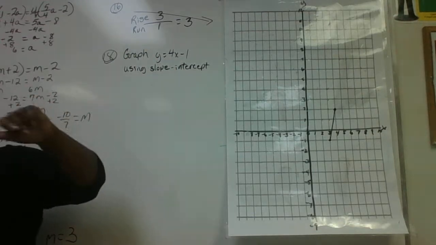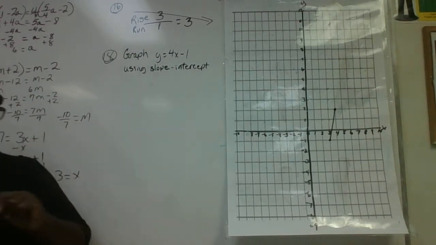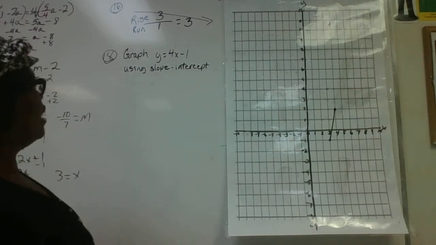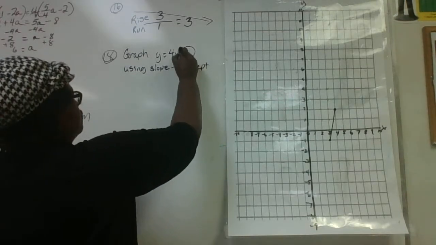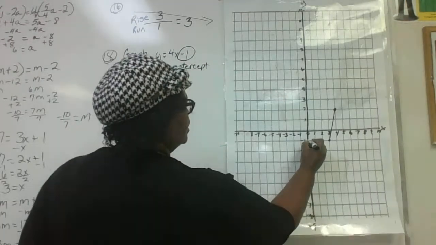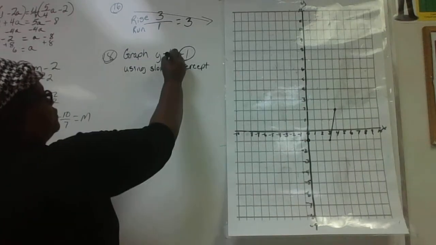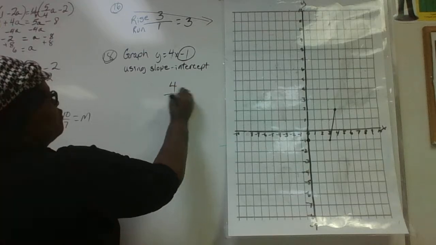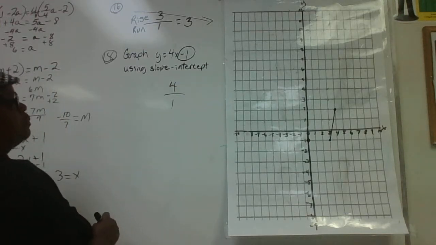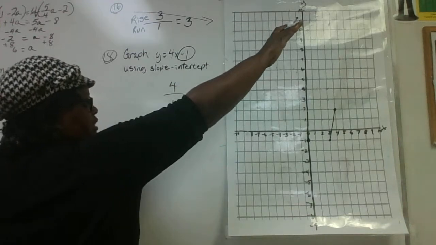On number 18, it says, graph the linear function y equals 4x minus 1 using the slope intercept. Okay? So, first of all, our intercept is negative 1. So we find our negative 1 here on the y line. And then our slope is 4. Not just 4, but 4 over 1. And so it is positive, so it's going to go in this direction.